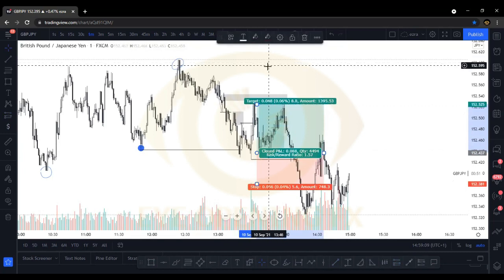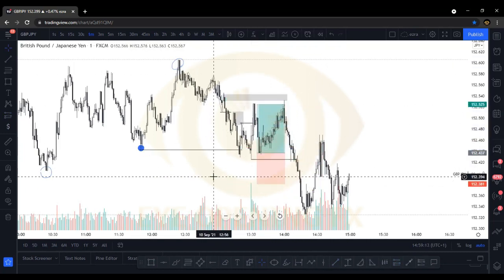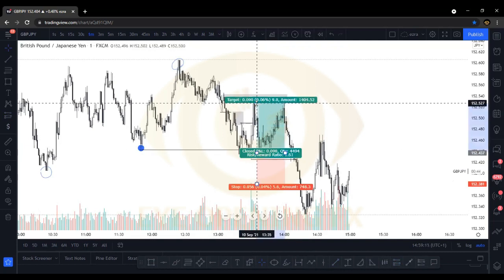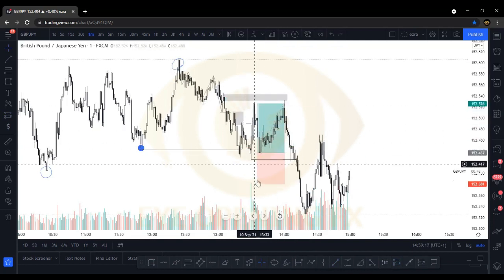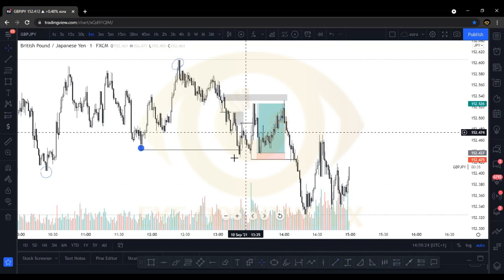Your target is this very high as your TP. Though it's on M1, if it's on a higher time frame, it's the same thing. You know price is fractal. Your stop loss is below this low.